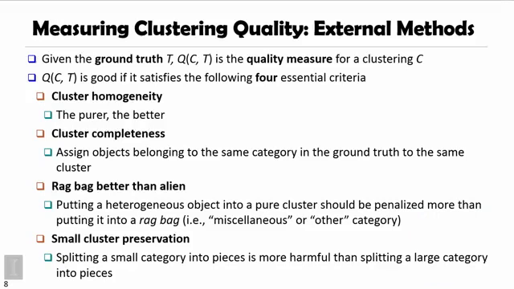Then the fourth measure is called small cluster preservation. It simply says if you got a pretty small cluster already, you don't want to further split it into pieces, because those pieces likely represent noise. In that case, you had better split a larger category into smaller pieces. The reason is the larger category likely may belong to different clusters or different other smaller categories. That's small cluster preservation.